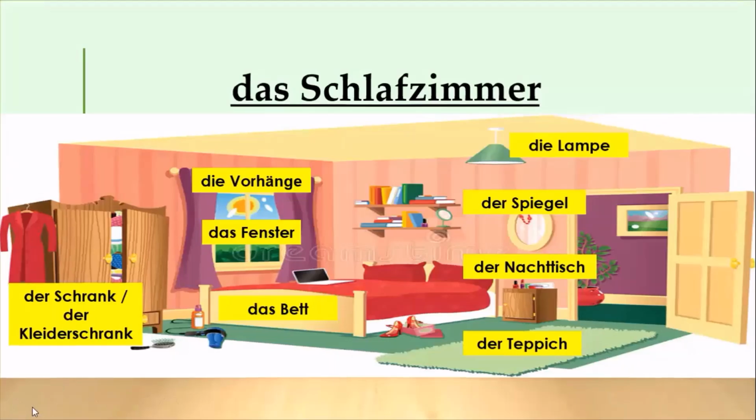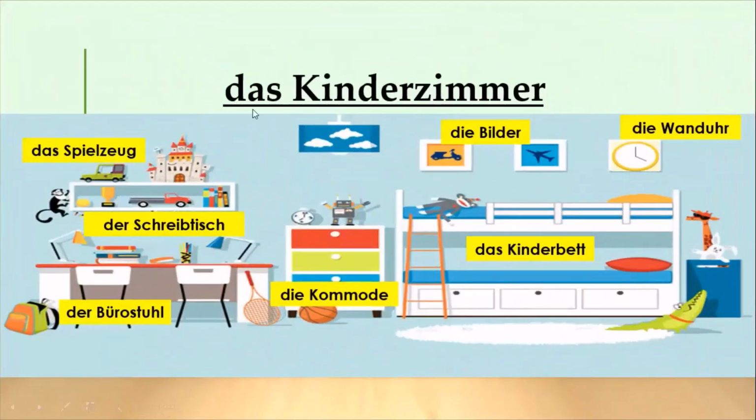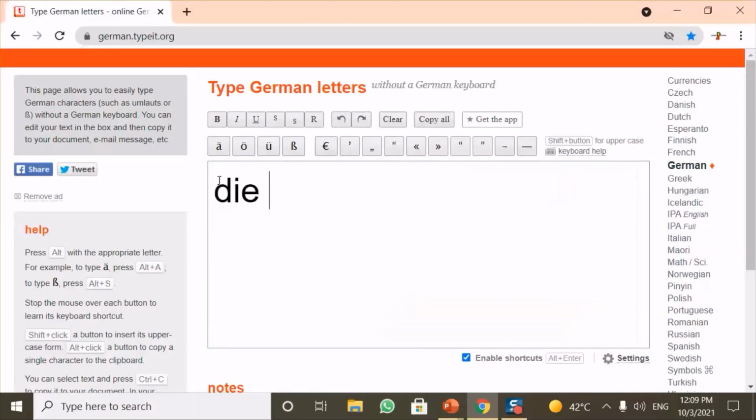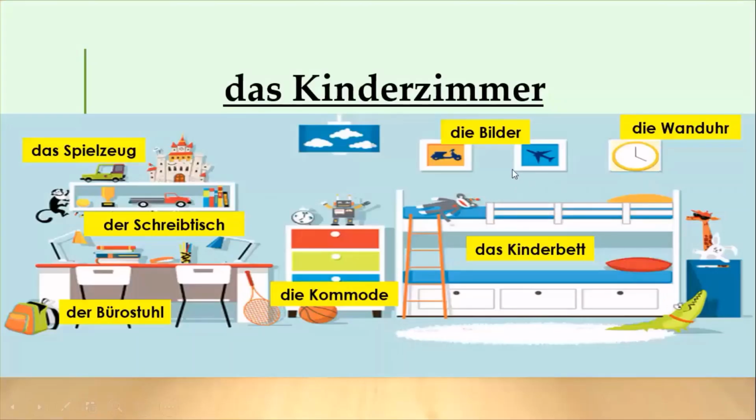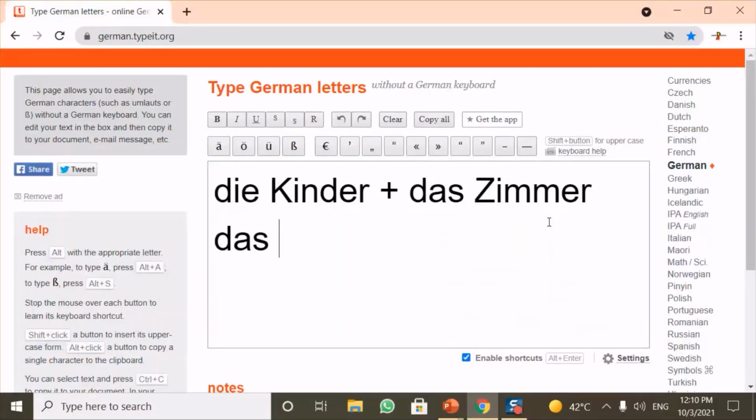Moving on, das Kinderzimmer. The room of the children, which can have die Bilder or maybe just das Bild. Das Bild is the picture or the painting, and plural is die Bilder.